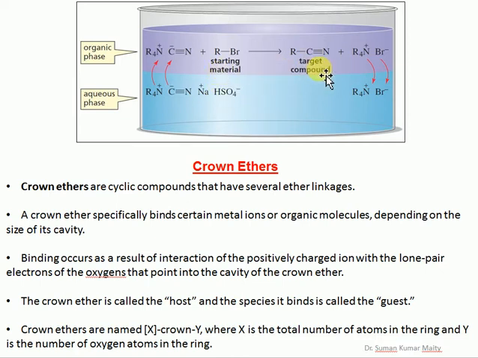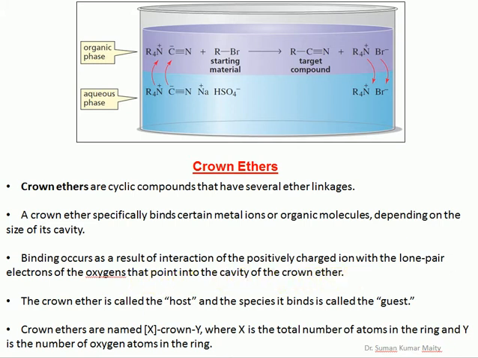Now we will discuss crown ethers. What are crown ethers? Crown ethers can also be used as a phase transfer catalyst. Crown ethers are cyclic compounds that have several ether linkages. A crown ether especially binds certain metal ions or organic molecules depending on the size of the cavity. Binding occurs as a result of interaction of the positively charged ion with the lone pair electrons of the oxygen that points into the cavity of the crown ether.